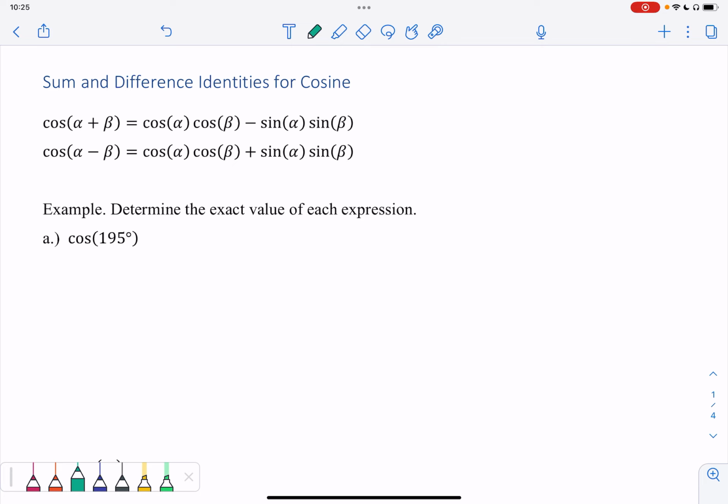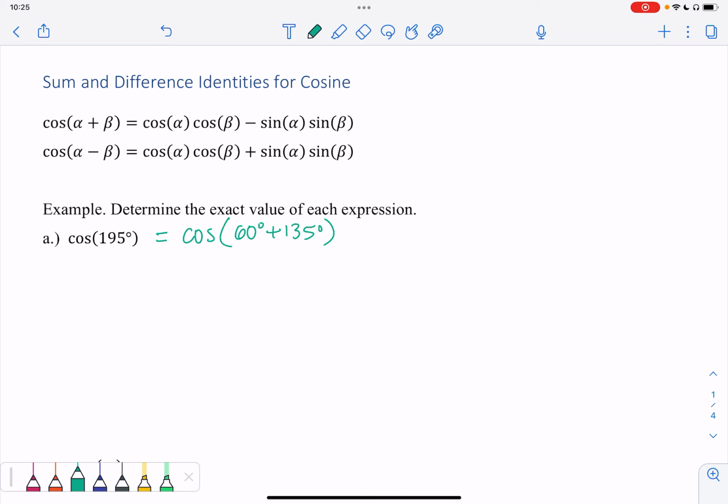So what can we use these for? Well, I can use them, like in the next example, to determine the exact value of each expression. So in part A, I'm asked to find the cosine of 195 degrees. Now, I don't know what the cosine of 195 degrees is off the top of my head. 195 degrees is not an angle that we have looked at on the unit circle. But what if I'm able to break up 195 degrees into two angles that I do know something about? So in this case, I'm going to use 60 degrees and 135 degrees. Both of those are on my unit circle.